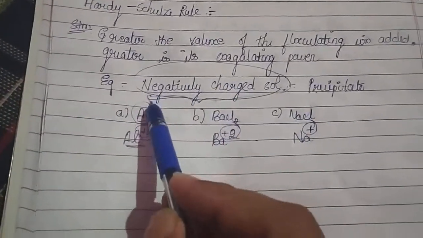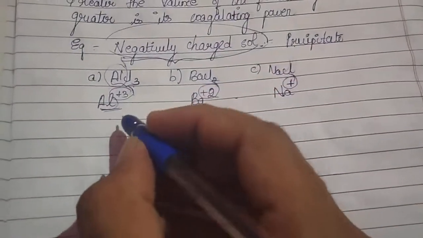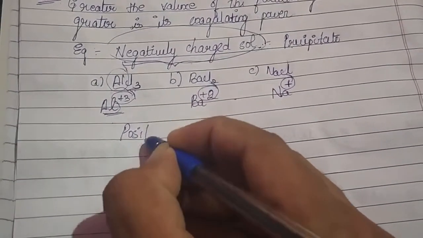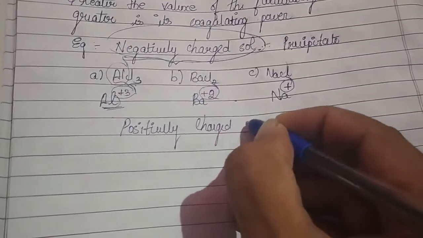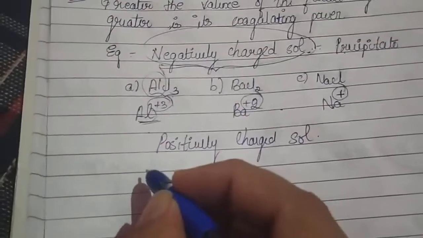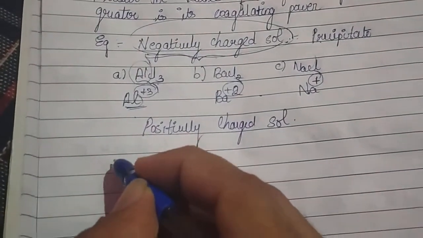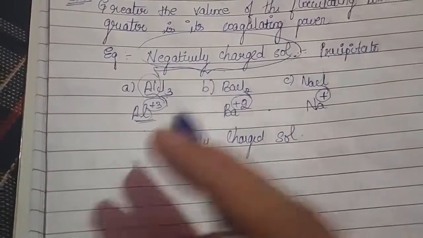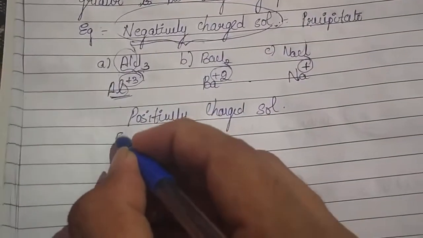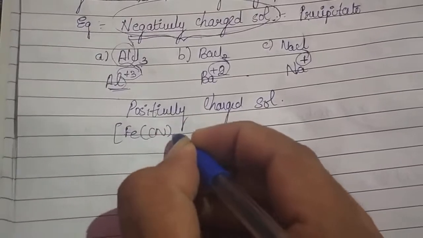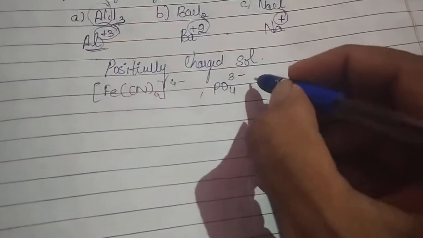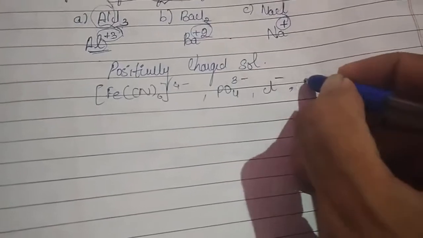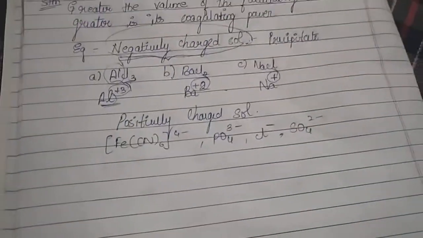So that was the case when I used a negatively charged sol. But now if I have been given a positively charged sol, what should the flocculating ion be? Which charge should it have? Negatively charged. So here I have been given Fe(CN)6 4-, the phosphate ion PO4 3-, Cl-, and SO4 2-.